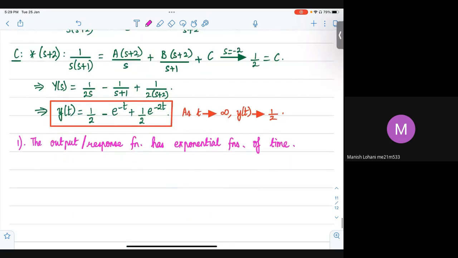The second observation is the following. The poles appear as the exponents.